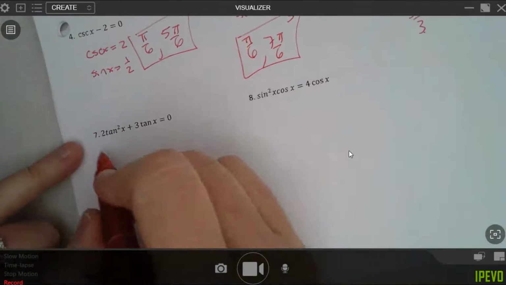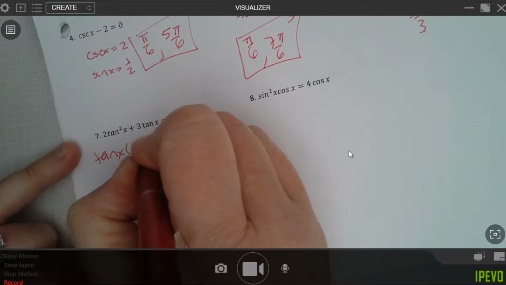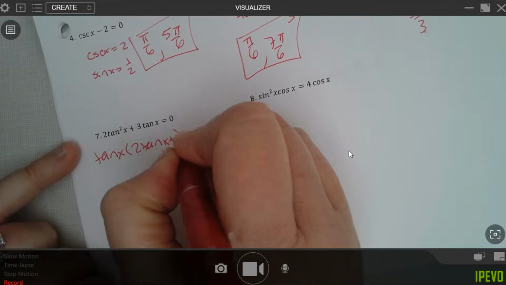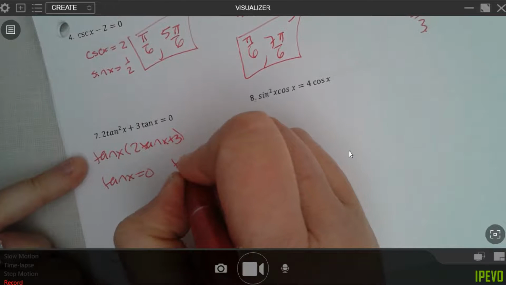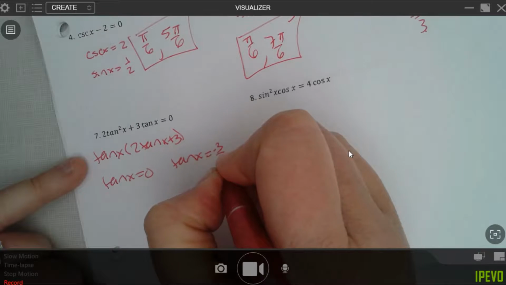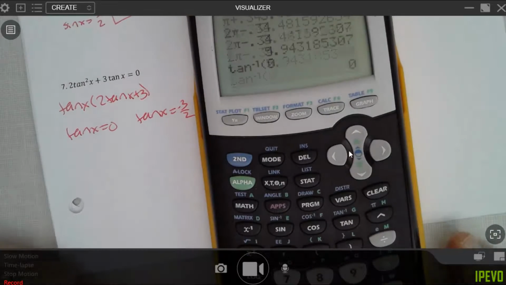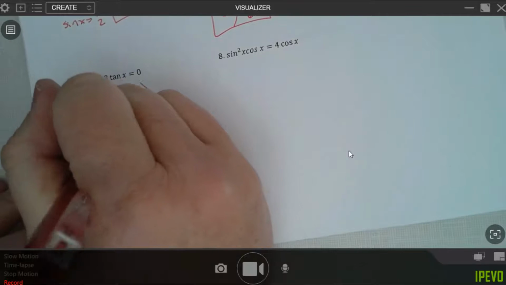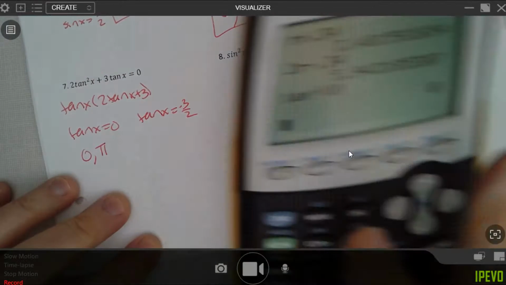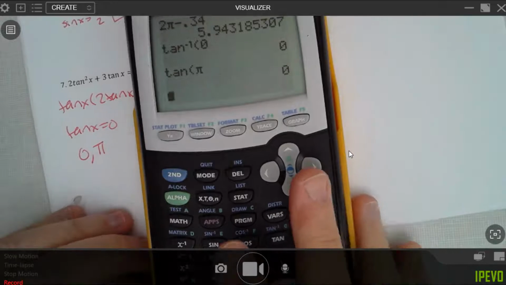So this one right here, I'm just going to factor out my tangent of x. So I get tangent of x equals 0, or tangent of x equals negative 3/2. So let's just go ahead and tan inverse of that in our calculator. So if you tan inverse 0, you get out 0. Tangent is 0 at 0 and at pi. See, if I do tangent of pi, you're also going to get 0 out. So you can check it.